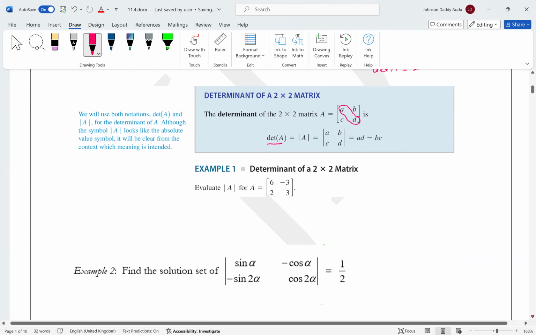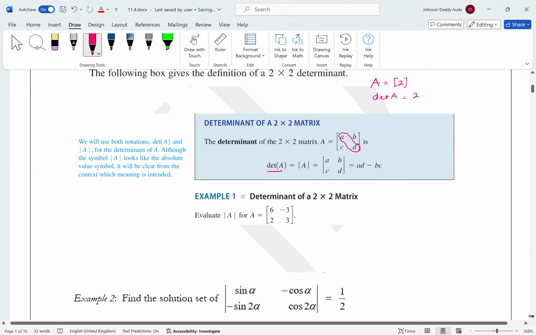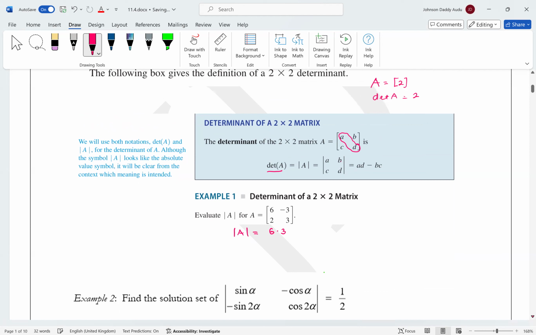So for example 1, to find this determinant, it's simply 6 times 3 minus 2 times minus 3. And this will give us 18 plus 6, which is 24. Okay, so the minus here comes from the formula, but we also have another minus here, which is from the element B.